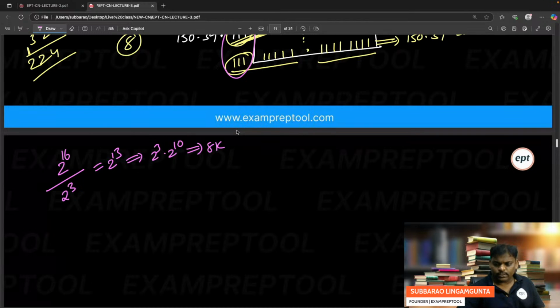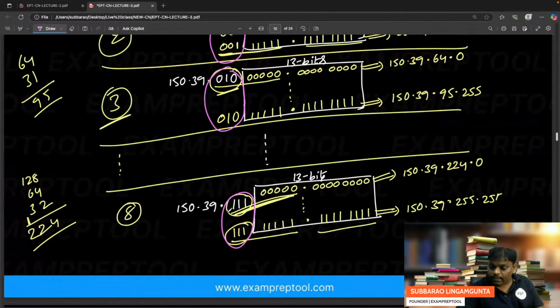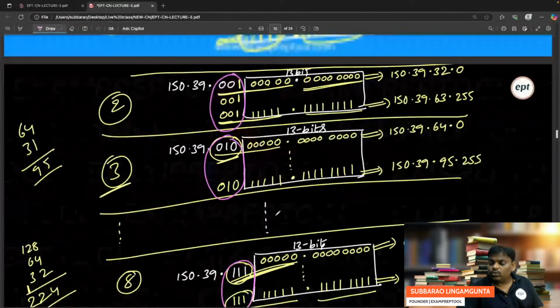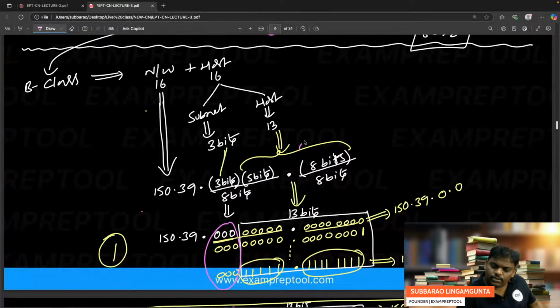8K. Can you check once? Right, see this one. Be careful here. 8K there, 8 plus 5, 13. So 8K hosts are there. Everyone is having 8K. See, host purpose 13 bits. 2 power 13 IPs are possible, not hosts.